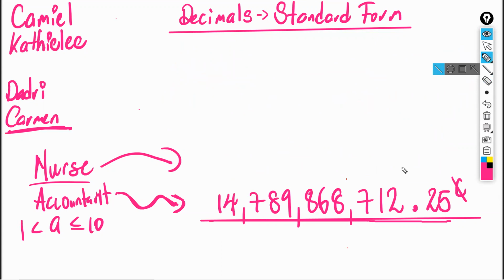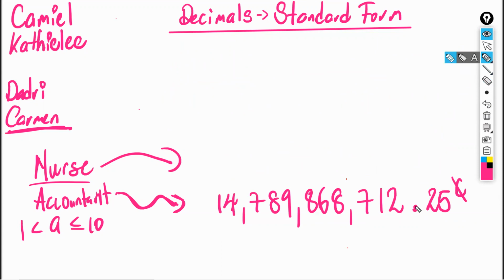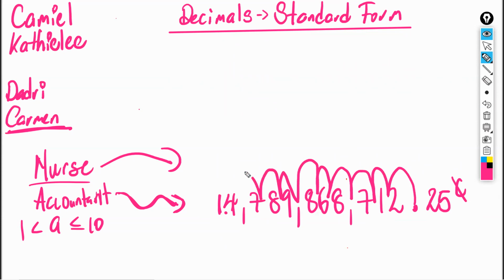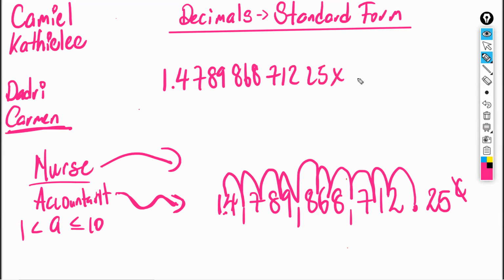Yes, let's do the example. We're using the $14 billion number that Carmen was working with, and we're going to move the decimal to here, because remember, guys, we always need the number to be between 1 and 10. So watch, we're going to move it now: 1, 2, 3, 4, 5, 6, 7, 8, 9, 10. Cool? So the answer is 1.478986871225 times 10 to the 10.